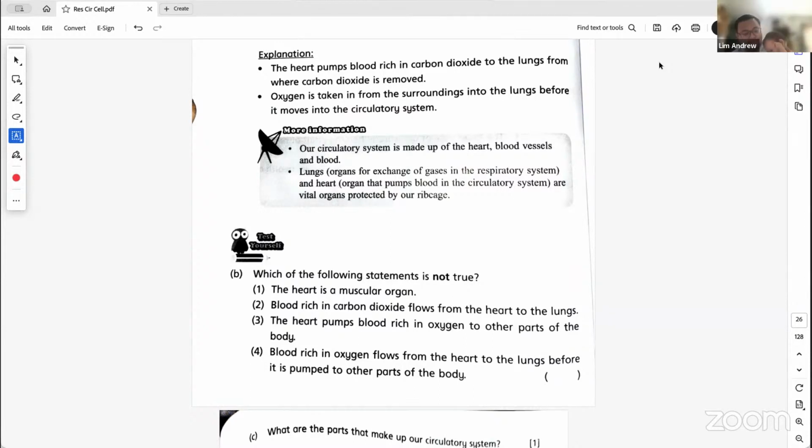Very good. Yes, you were nearly going to make a careless mistake. So yes, the heart will pump the blood rich in oxygen from the lungs to all parts of the body, or from the heart to all parts of the body, whereas from the heart to the lungs is always carbon dioxide. All right, let us carry on.